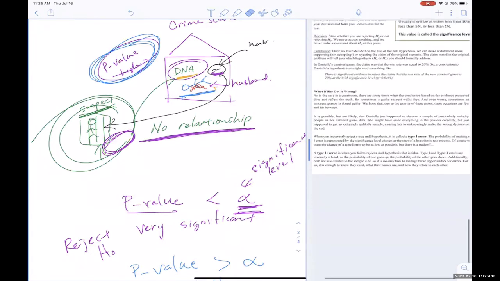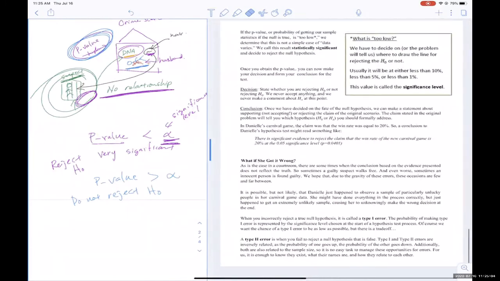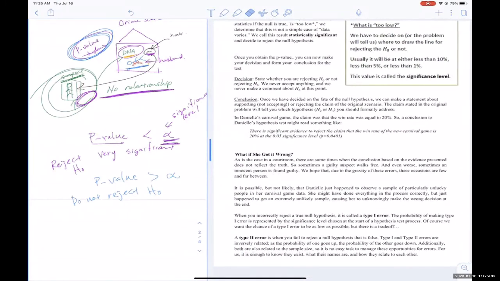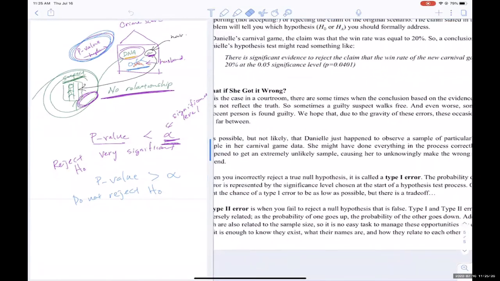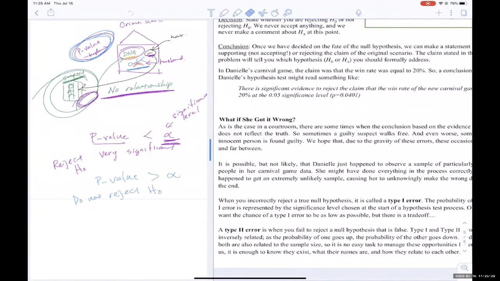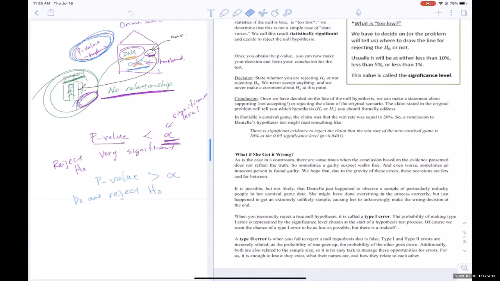Of course, there are cases where a really guilty person got off scot-free. An actual guilty person who committed the crime got off scot-free because there was not enough evidence to convict them. There's that chance. So there are two types of chance right here. I want you to read about type 1 error and type 2 error. So far so good? Any questions? Hopefully this clarifies what you're doing with hypothesis testing.